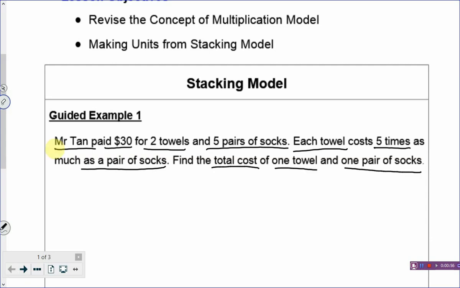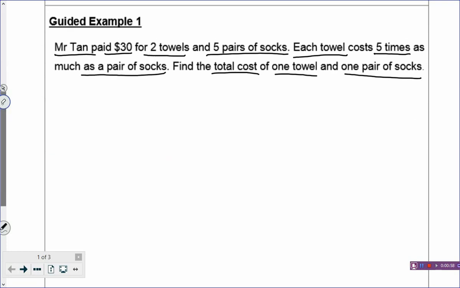All right, now to draw stacking model, you have to start with multiplication model first, same as the last lesson. When you draw stacking model with comparison, you have to start with comparison model first, and then from the comparison model you build higher or you build lower. Alright, so same thing for stacking model with multiplication. So you start with the multiplication model first. So each towel costs 5 times.